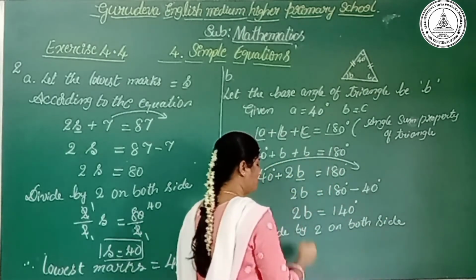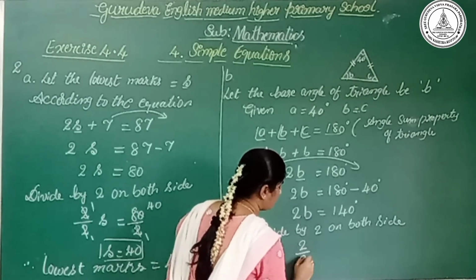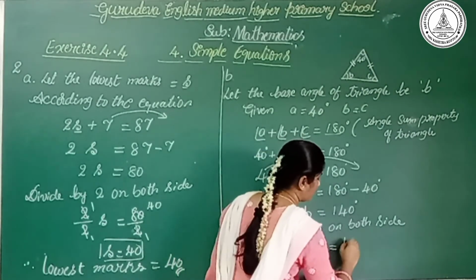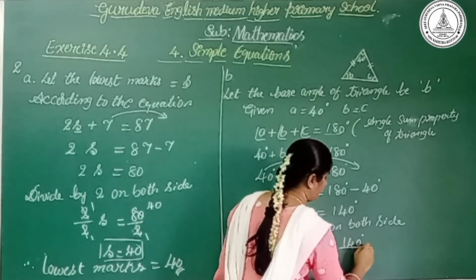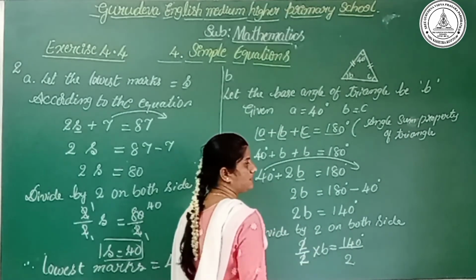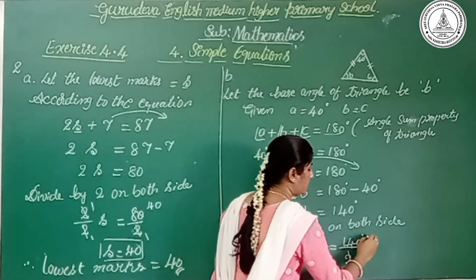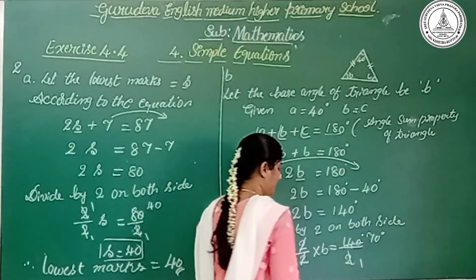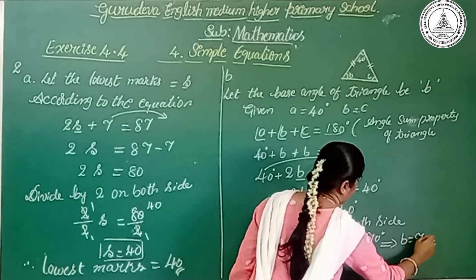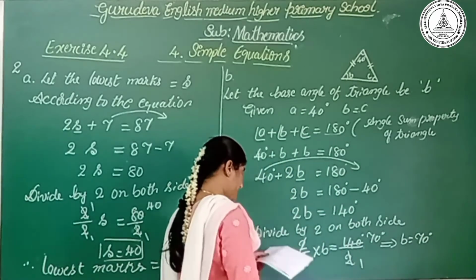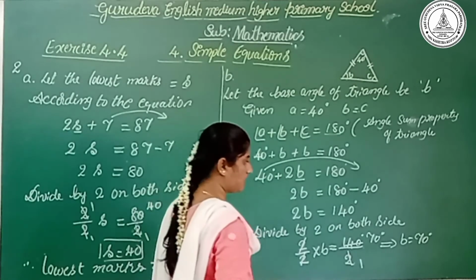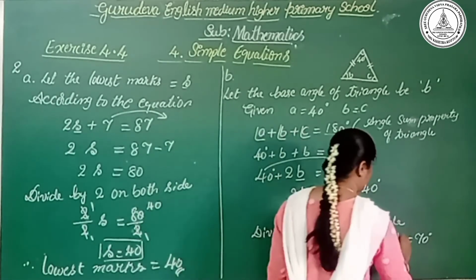Divide by 2 on both sides. Then we will get in the LHS 2 by 2 into B, and on the right B is equal to 140 degrees divided by 2. So cancel here: 2 ones are 2, 2 sevens are 14, so 2 sevens are 14 and 2 zeros are 0. That means B is equal to 70 degrees. Therefore, the base angles of the isosceles triangle are 70 degrees.